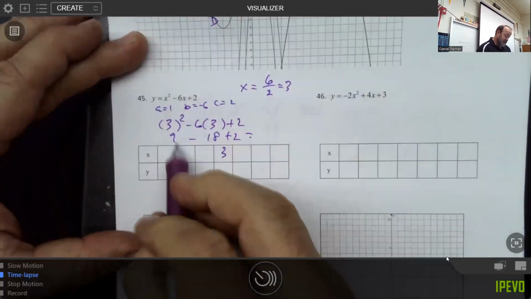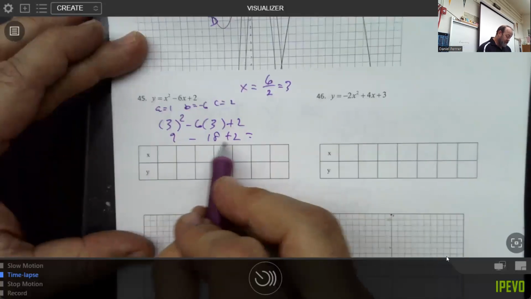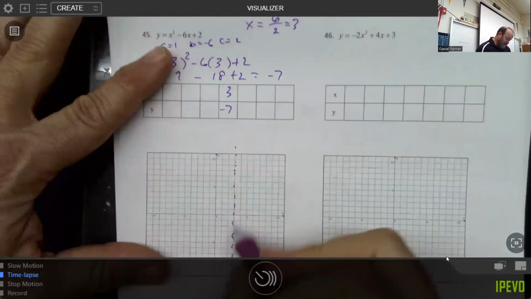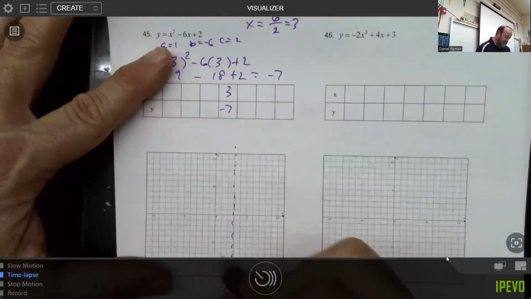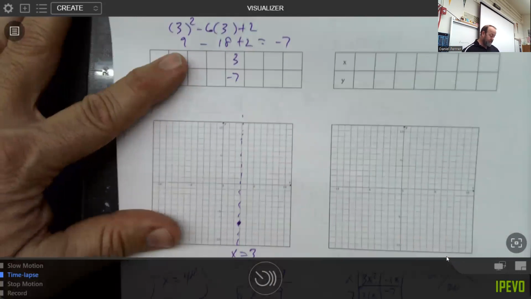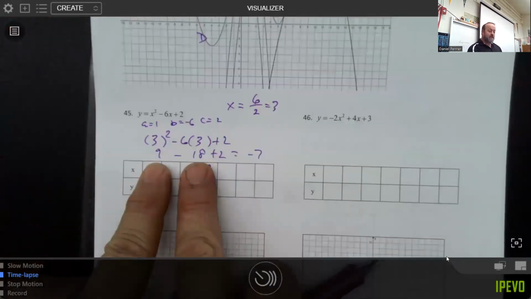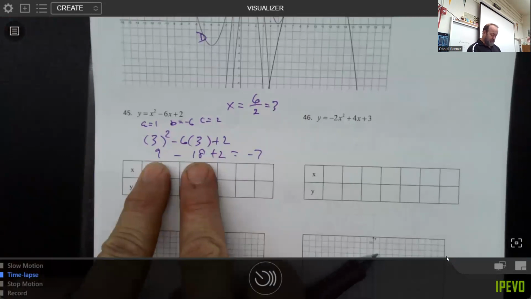9 take away 18 is -9, and -9 plus 2 is -7. That value is going to be my vertex. So I'm going to go over 3 and down 7. There's my line of symmetry with that value. One thing to remember is if you did it right, these should be in a 2-to-1 ratio. So that's 9, and this should be twice as big and the other sign.